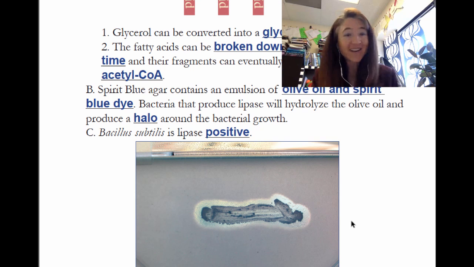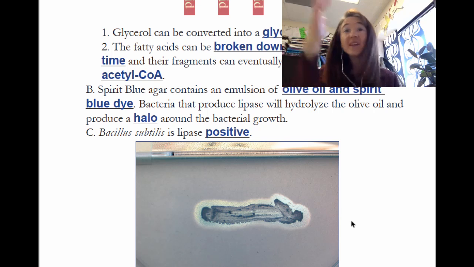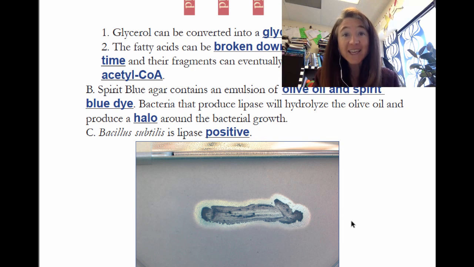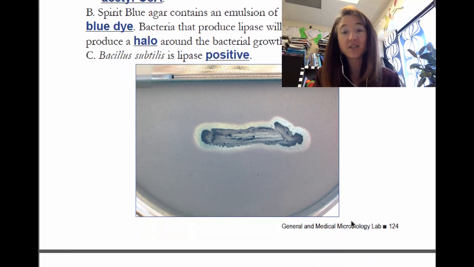Now, a lot of bacteria that can secrete lipase can also secrete the enzymes that break down large starches. So things like amylose and amylopectin, the branched polysaccharide, they can secrete the enzymes that break the glycosidic linkages in the starches.